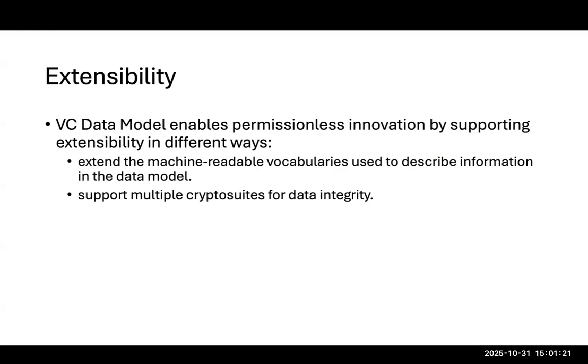Extensibility. The data model enables what is called permissionless innovation. That means that you are free to extend the vocabulary, in particular within the credential subject, because you are more or less free to define your properties. This means that you have to extend the machine-readable vocabularies, essentially the context, and then you can extend the data model.